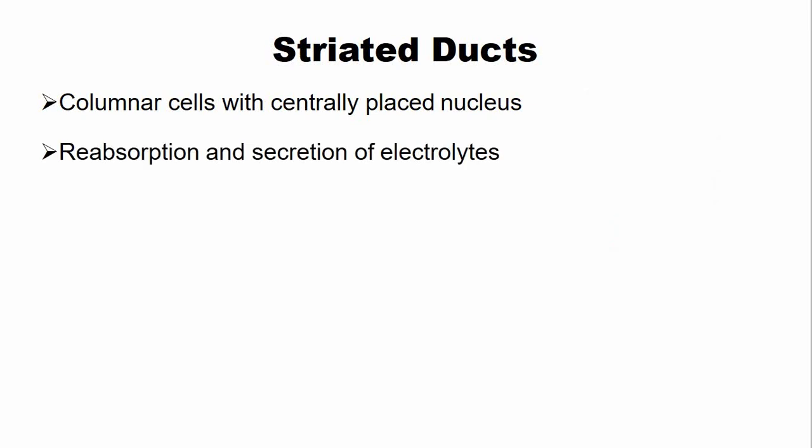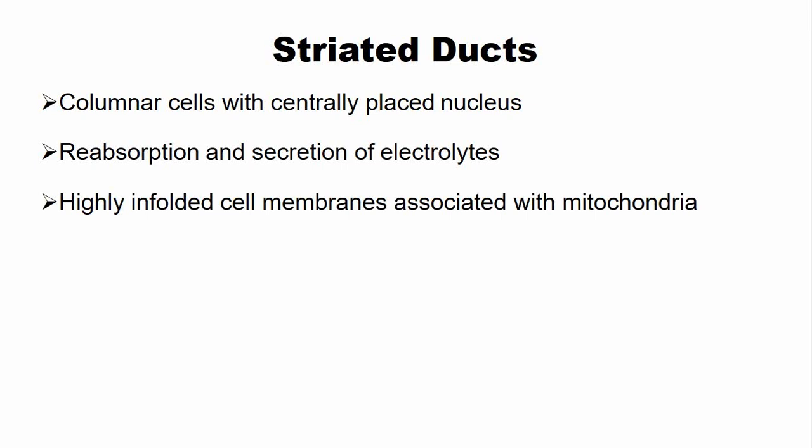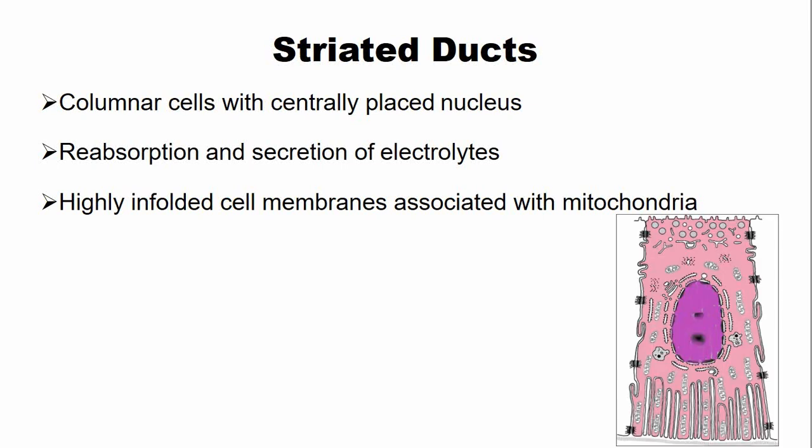So what is the function of the striated duct? The striated duct deals with the resorption of the saliva and some secretion of electrolytes. So it performs both functions, the resorption and secretion of the electrolytes. Because there is transportation, resorption as well as secretion, the surfaces of the membranes, the cell membrane, is highly infolded, and there are numerous mitochondria.